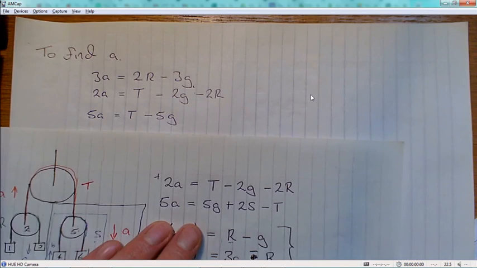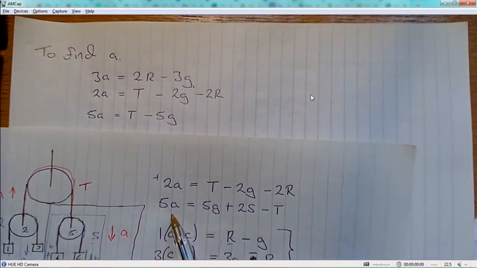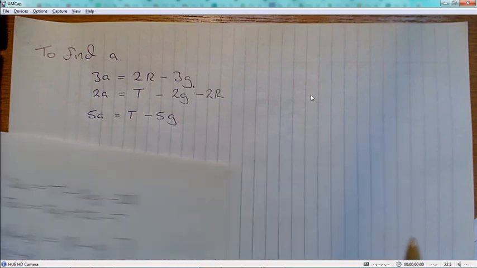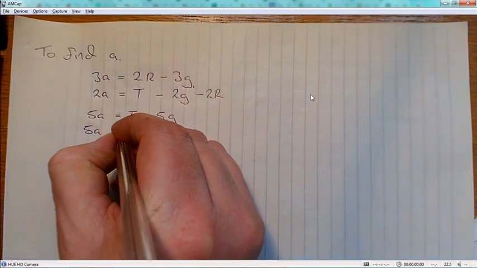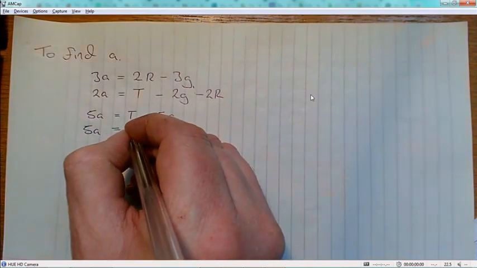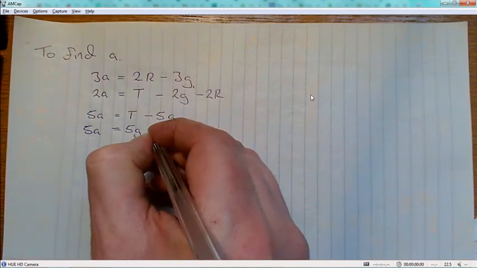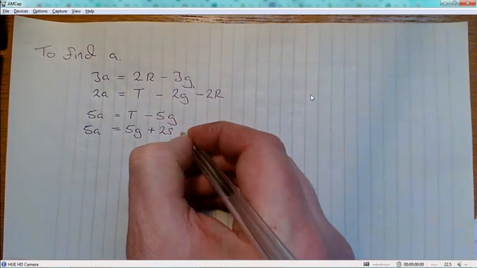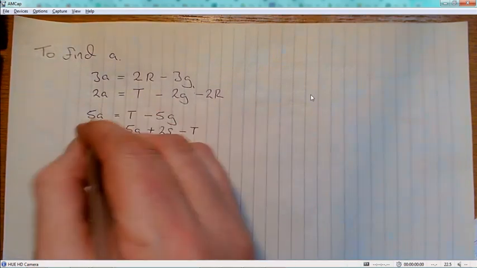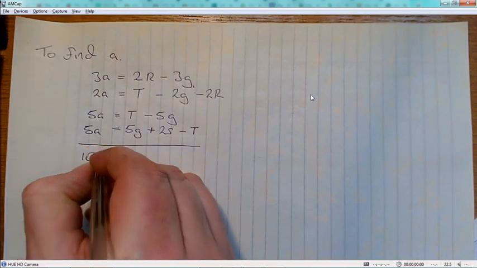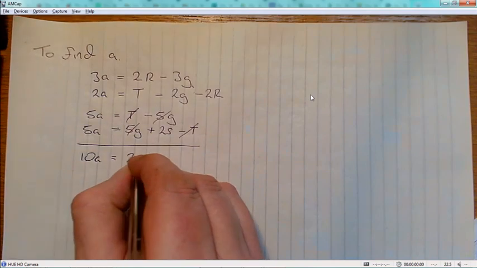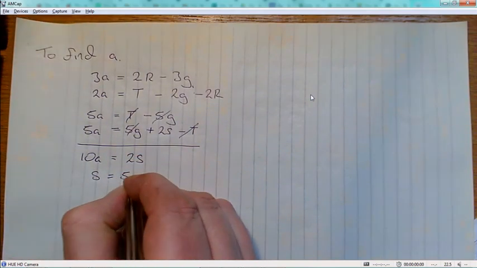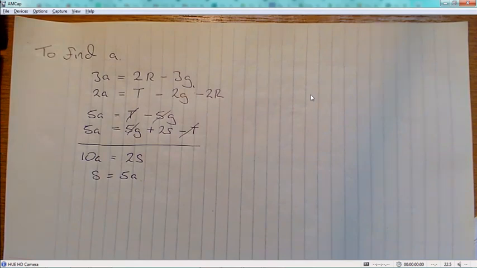So here's some interesting stuff. 5A is equal to 5G plus 2S minus T. So that's the 5 kilogram particle motion. 5A is equal to 5G plus 2S minus T. Adding, 10A is equal to, the T's are gone, the 5G's are gone, 2S, so S is equal to 5A.